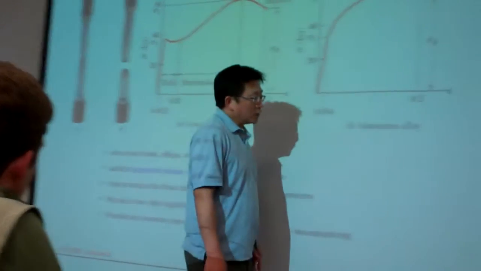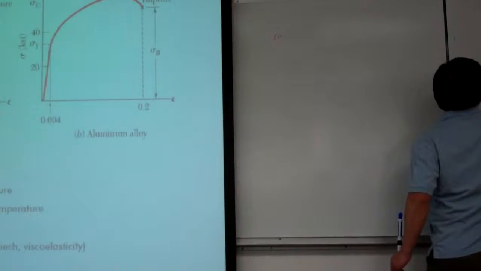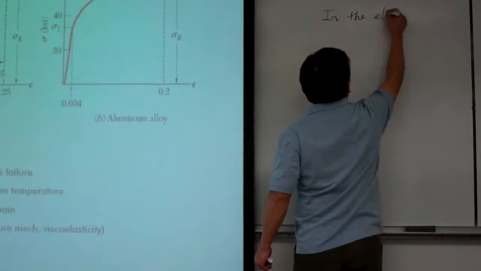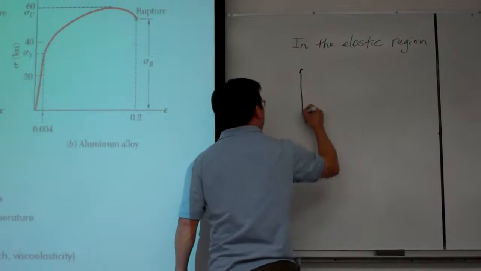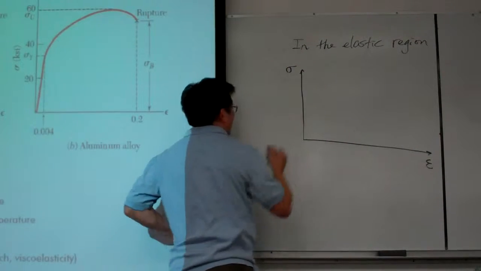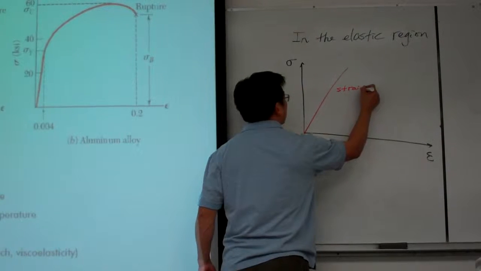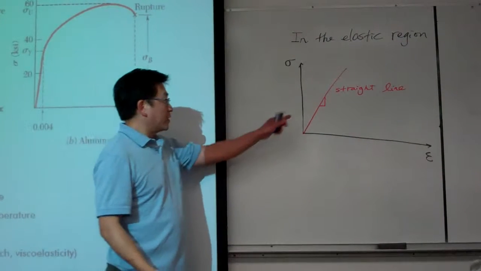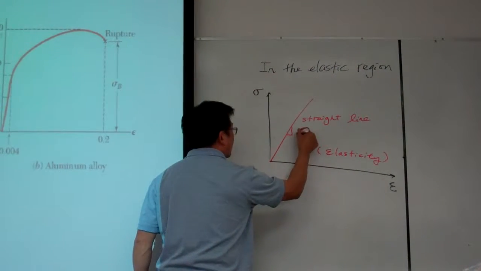So in this elastic domain, I can draw the figures like this. This is strain, this is stress. And the computer will record a curve pretty much like this. This is a straight line, and a straight line has a slope. We can characterize it with the slope. This straight line is in the elastic domain, and this slope we define as E.